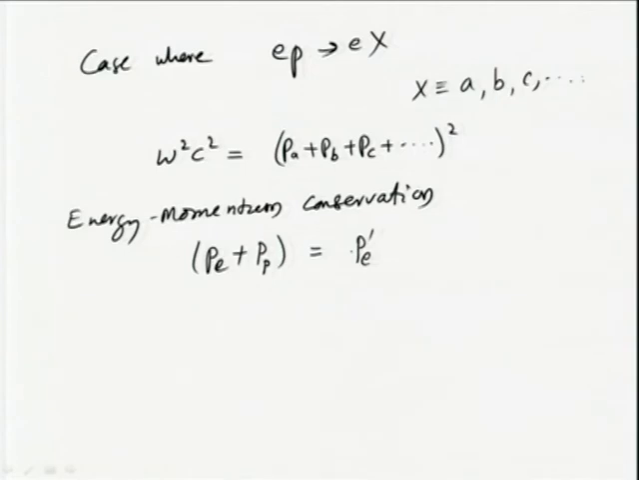electron, plus Px. So, let me denote the whole thing by Px square. Px is symbolically Pa plus Pb plus Pc, the sum of all the final particle momenta.